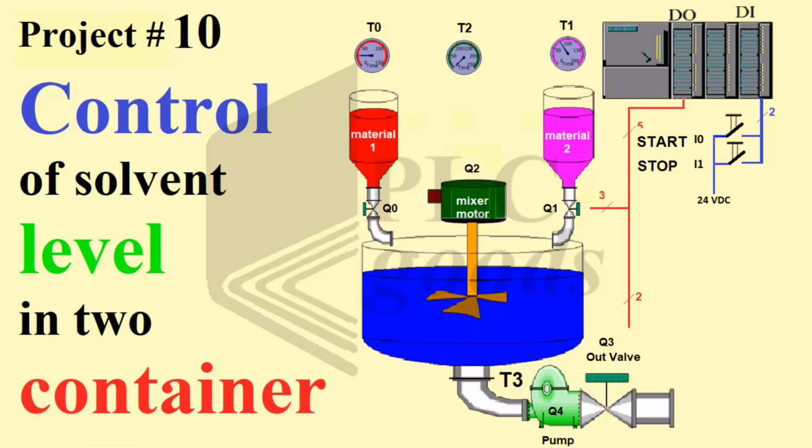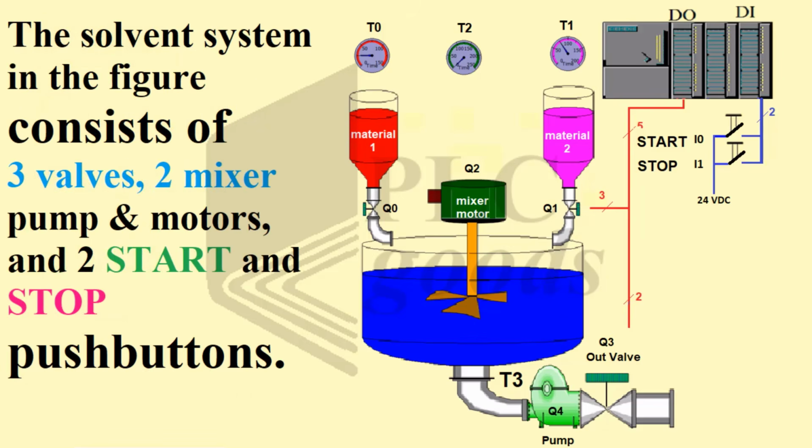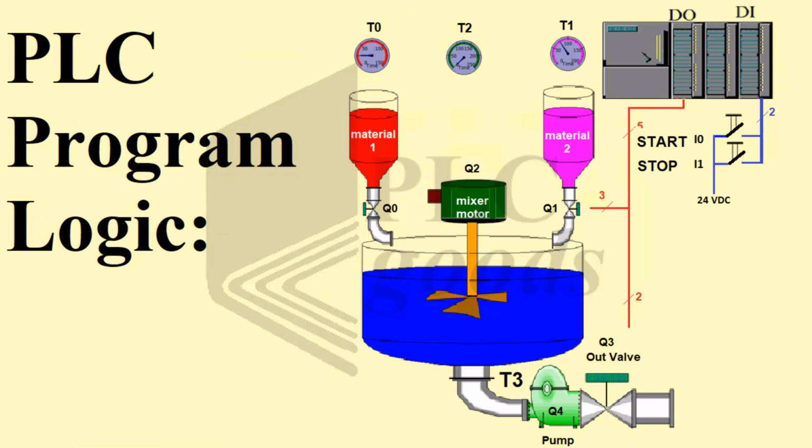Hello everyone. In this project, we would like to write a PLC program to control solvent levels in two containers as shown in the figure on the right, based on the following conditions. The solvent system in the figure consists of three valves, two motors, mixer and pump, and two start and stop push buttons. PLC program logic.